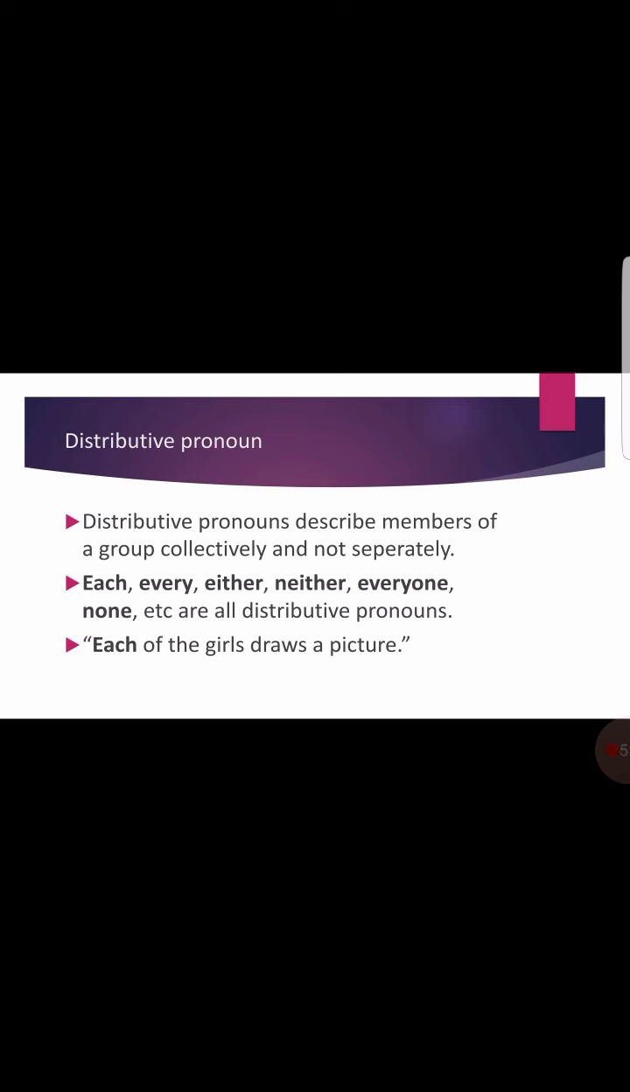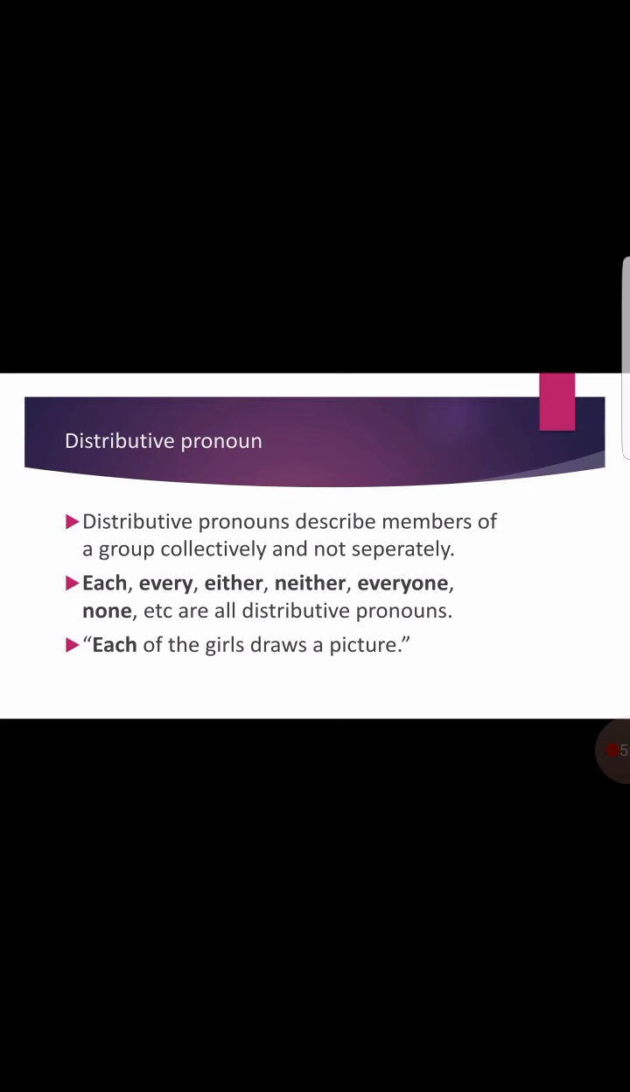Now at the end, distributive pronoun. Distributive pronouns describe members of a group collectively and not separately. Each, every, either, neither, everyone or none, etc. are all distributive pronouns. Now the examples in a sentence form. Each of the girls draws a picture. Here each is the distributive pronoun.